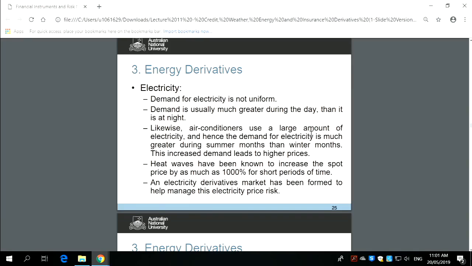Okay, so electricity, as we mentioned before, the demand is not constant. So the biggest demand period for electricity is actually during the day, right? And during the night is off-peak hours. So electricity usage has this huge fluctuation, as I mentioned earlier. When a heat wave hits the country, that can increase the spot price as much as 1,000% in a very short period of time, over the course of a day.